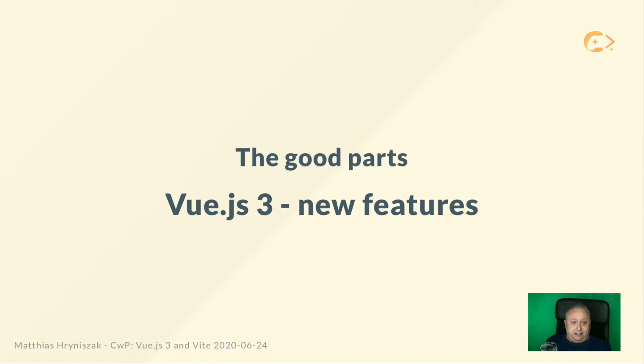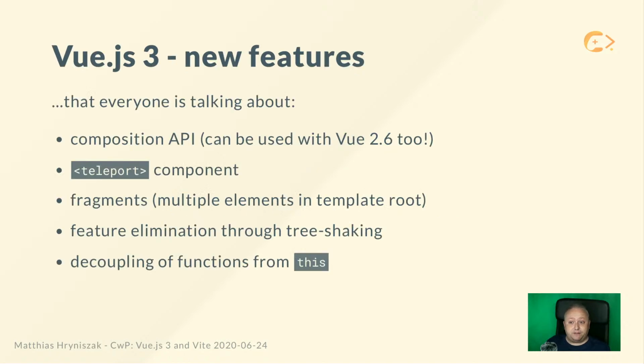Let's get to the good stuff, things that I am personally very excited about. And I'm gonna try to show you some stuff that's been already flying around. Like, for example, we have the composition API, which could also be somehow used with 2.6, but it's not exactly like a core element. You could install it in 2.6 as a plugin. The teleport component, really awesome. I've been waiting for this for a long time. Fragments, finally, I might say, finally. And feature elimination through tree shaking.